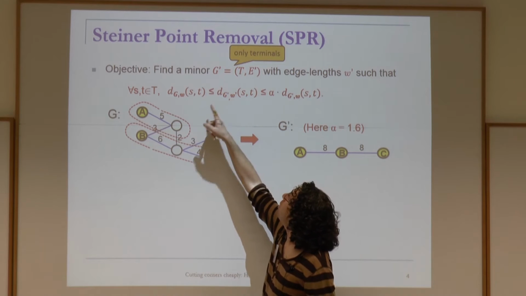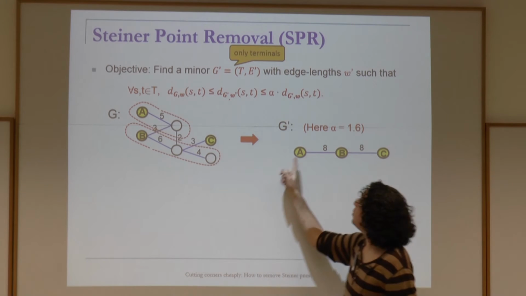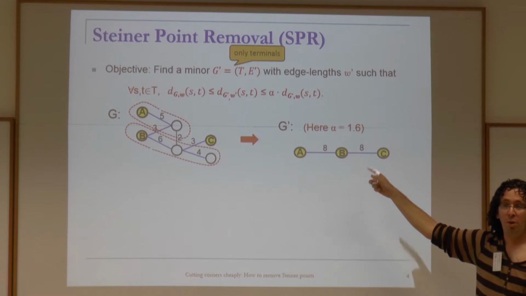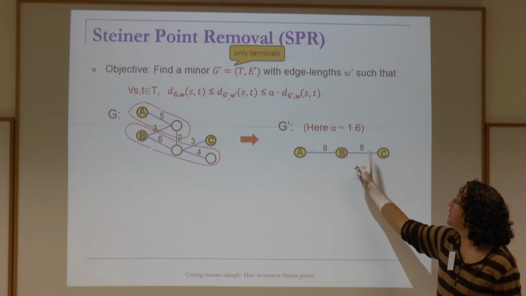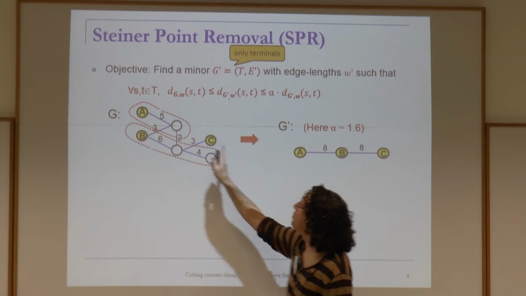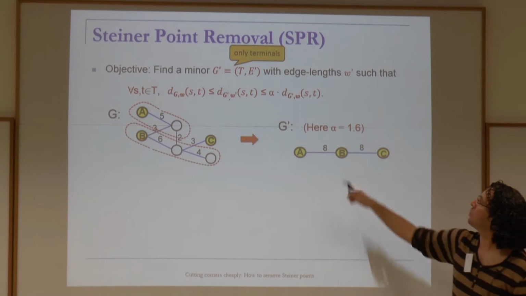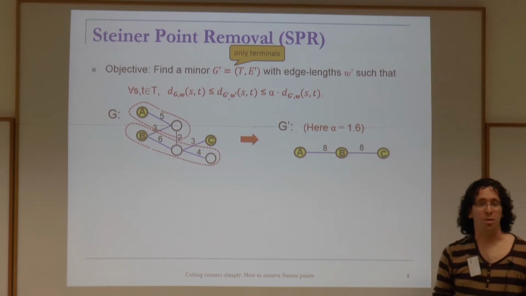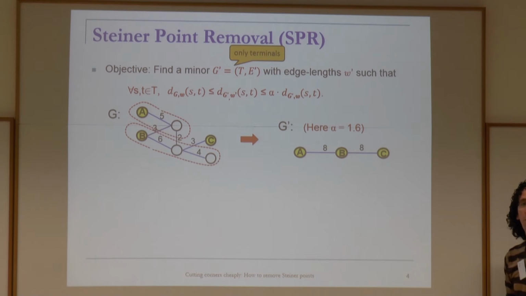We want the domination property here, so we can't do less than 8. We have no reason to put more. And 8 again here. So the distance between A and C in the original graph is 10, and here it's 16, so the distortion is 1.6. Okay, are we clear so far?